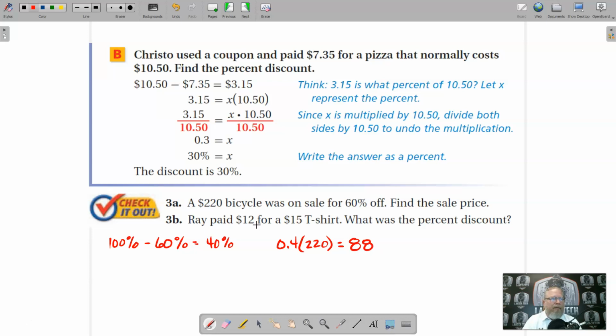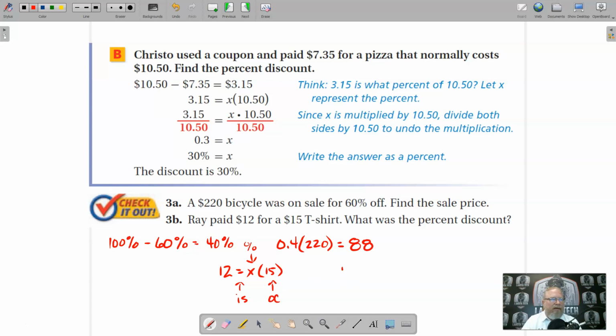Number 3, Ray paid $12 for a $15 t-shirt. What was the percent discount? So in this case, 12 is some percentage of 15, right? You paid $12 for a $15 t-shirt. So $12, the equal sign is the word "is." Remember, your X represents your percentage, and then the 15 is the original cost.